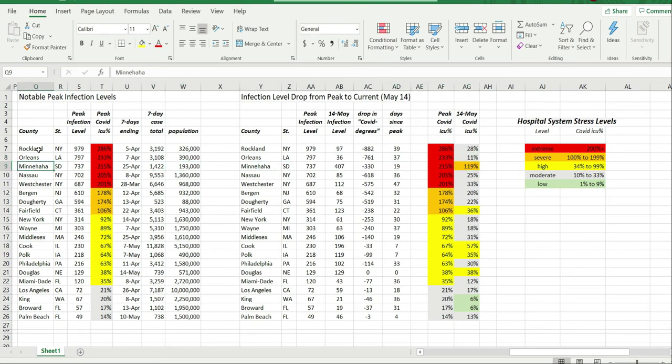Minnehaha, I love that name, South Dakota. This is Sioux Falls. This is where that Smithfield meat packing plant is. So they reached 737 degrees not that long ago, April 25th. Okay, the meat packing being kind of a super spreader. And they went down, but they're still in a severe impact on their ICUs, 119%.